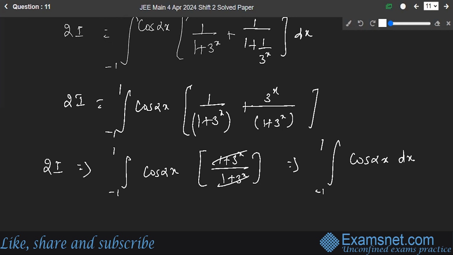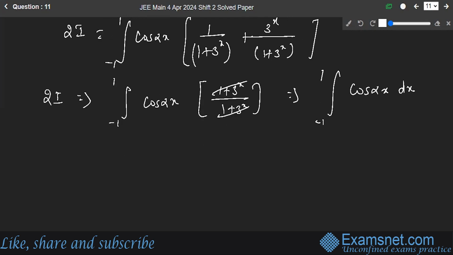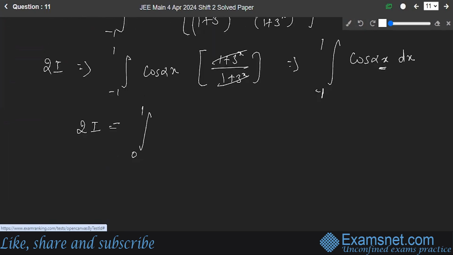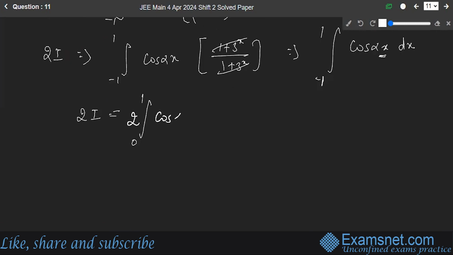Okay, right. So one more thing, this is an even function, right? Because if I put cos of minus and plus, they are the same, so this is an even function. You know, cos is an even function. So you can write it like this also: 2I is equal to 0 to 1, this will be cos αx only, 2 outside. So your I will be equal to the integral from 0 to 1 of cos αx dx.